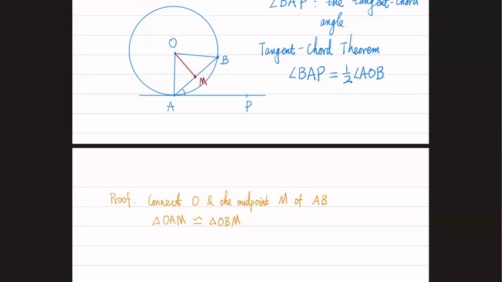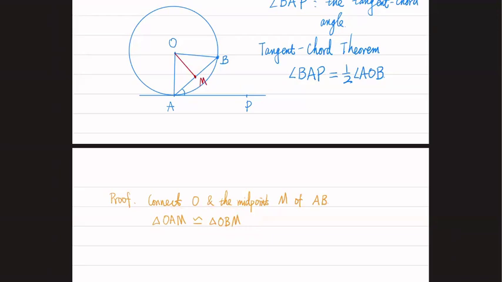Okay, that's what we want. After we prove that they are congruent, we will conclude these two angles are the same, then each must be 90 degrees. Okay, that's what we want.